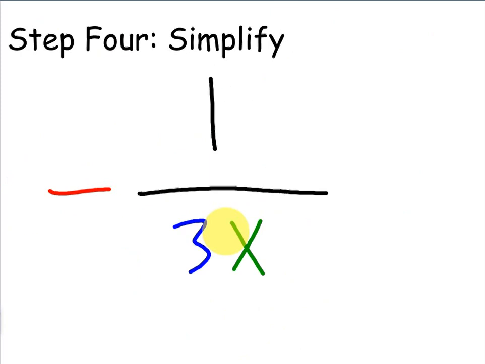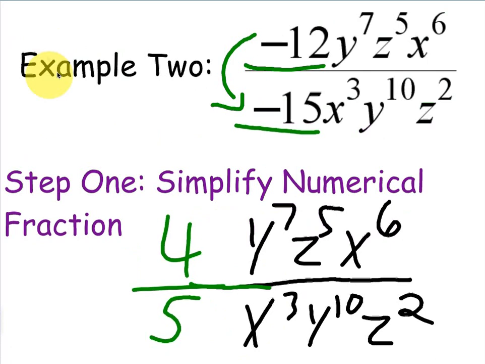Let's go ahead and take a look at the next example. We have negative 12, y to the 7th, z to the 5th, x to the 6th, divided by negative 15, x cubed, y to the 10th, z squared. So we're going to go ahead and simplify this numerical fraction, meaning dividing the coefficients. It's a negative over negative, so we know it's going to be positive. 12 over 15 is going to reduce to 4/5, so that's going to be step 1.